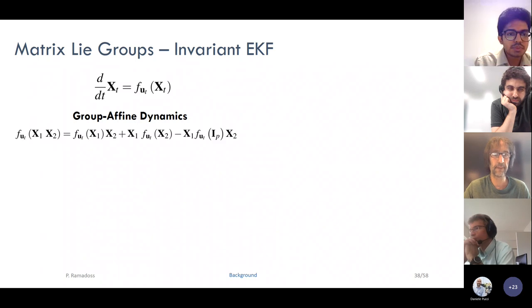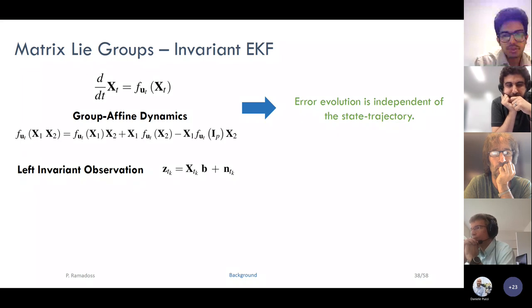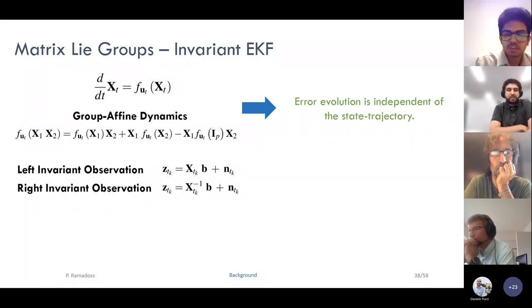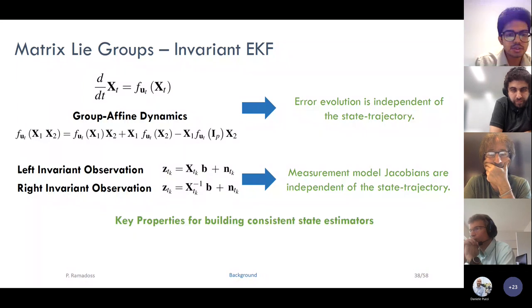And if the system dynamics has this property of being group affine, then the error evolution for this system dynamics is independent of the state trajectory. This means that the error evolution does not depend on the linearization points. And the invariant EKF also exploits the structure of matrix Lie group to propose what is called invariant observations, which results in measurement model Jacobians that are independent of the state trajectory. These two properties together are key properties for building consistent state estimators.